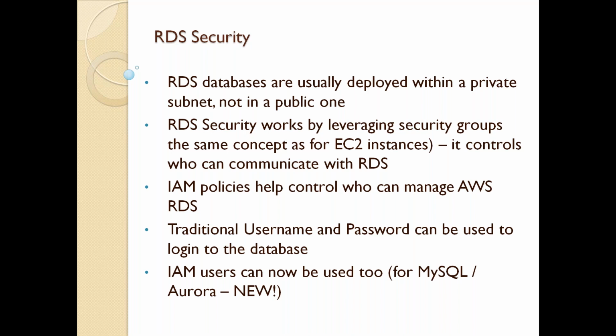So security works by leveraging a security group, just like our EC2 instance. So it can control who can communicate with the RDS. IAM policies will help you control who can manage your RDS. So when you are creating an IAM user, you can specifically say, okay, this particular user can have full privilege on RDS, or has only read-only access on the RDS, right?